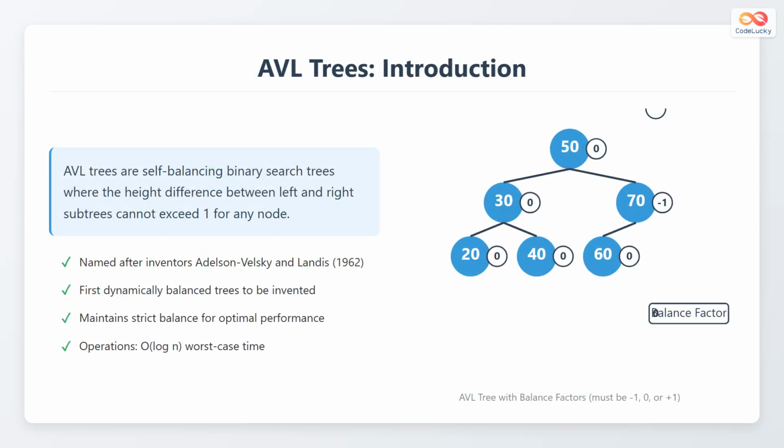Let's begin by understanding AVL trees. AVL trees are self-balancing binary search trees where the height difference between the left and right subtrees cannot exceed 1 for any node. They were named after their inventors, Adelson-Velsky and Landis, who introduced them in 1962. They are considered the first dynamically balanced trees to be invented. AVL trees maintain a strict balance to ensure optimal performance. Thus, the operations such as insertion, deletion, and search can be performed in O(log n) time in the worst case.